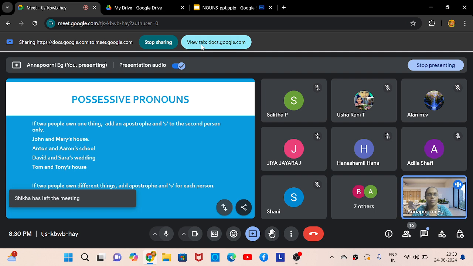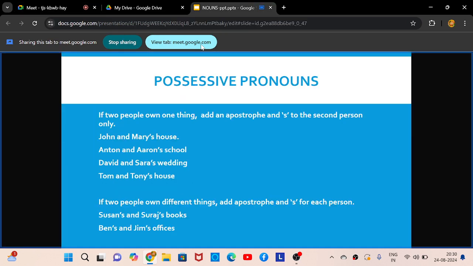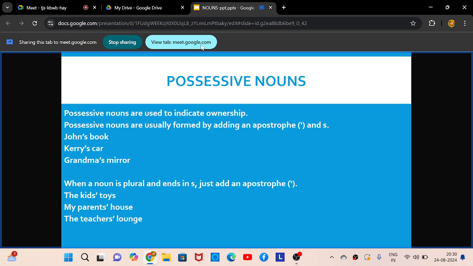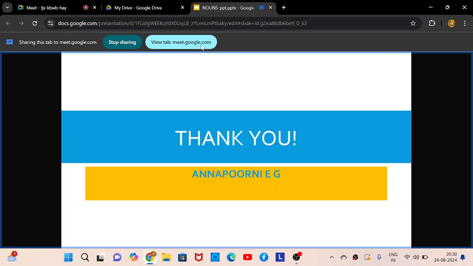Okay, so this is the different categories we have in possessive nouns. It is possessive nouns, the heading possessive pronouns was a mistake, sorry for that. So we have learned 4 categories in possessive nouns. So with this, the topic nouns we have covered.